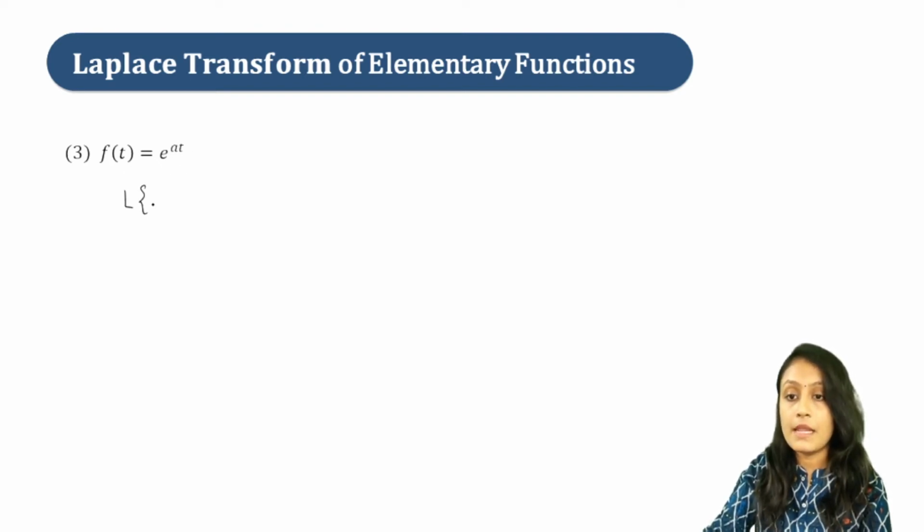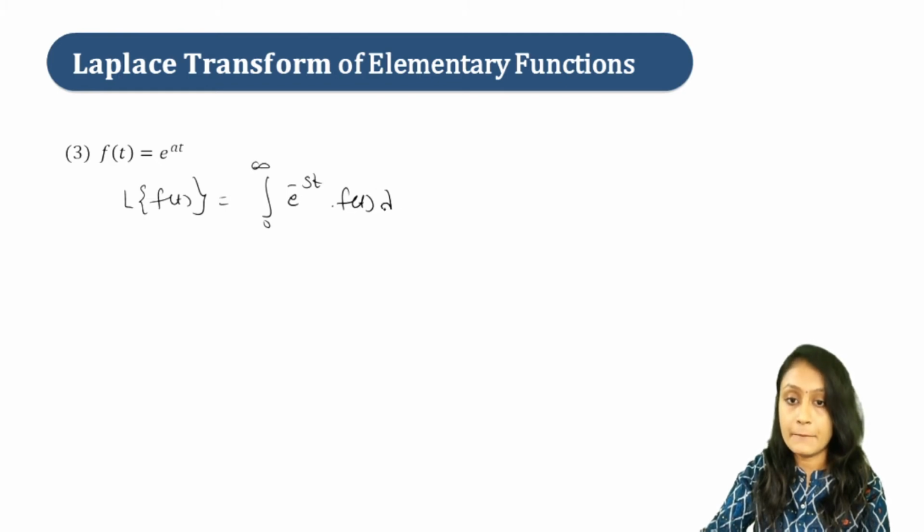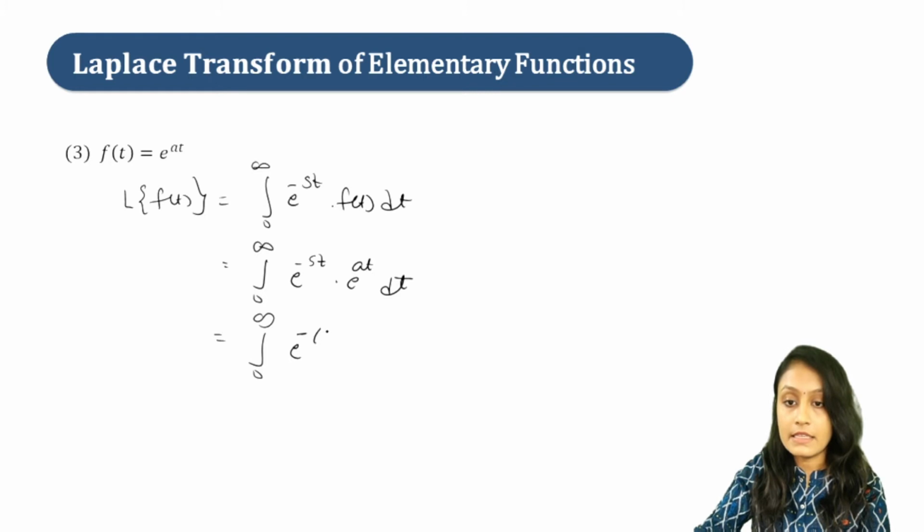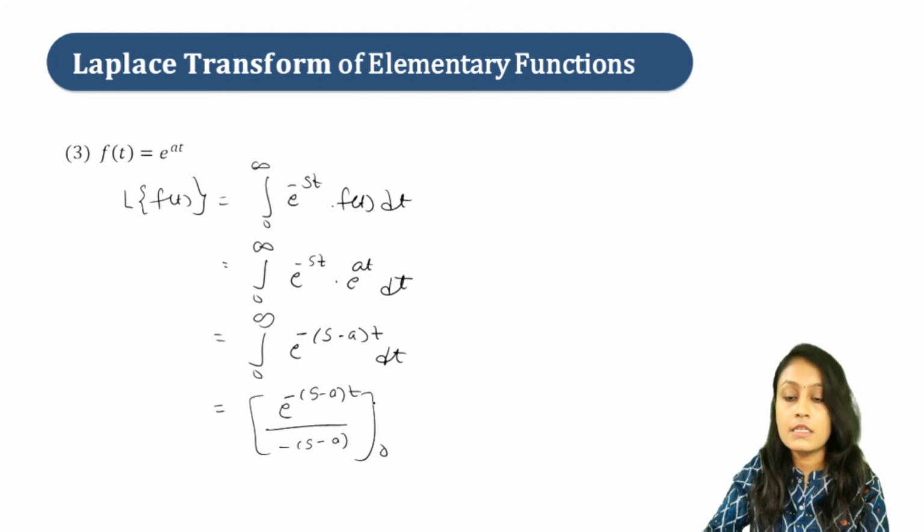Laplace transform of f(t) is integration 0 to infinity e raised to minus st f(t) dt. Now the function is e raised to at, so integration 0 to infinity e raised to minus st into e raised to at dt. To solve this integration, we write e raised to minus (s minus a) t dt. Now just integrate it: e raised to minus (s minus a) t upon minus (s minus a), and the limits are 0 to infinity.